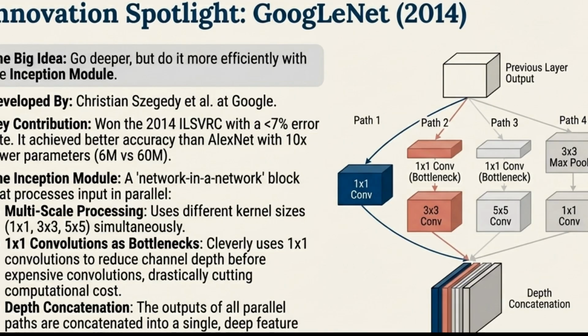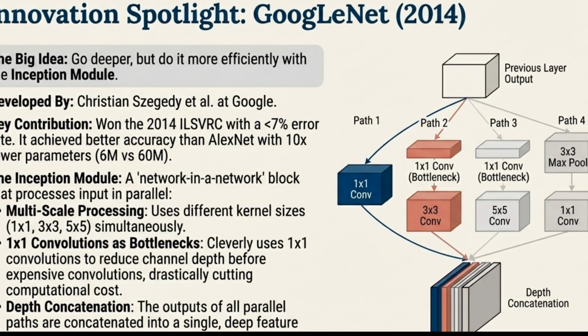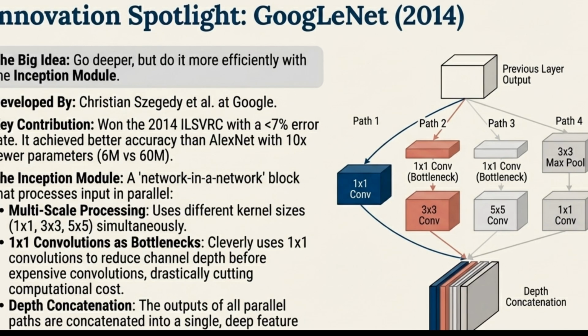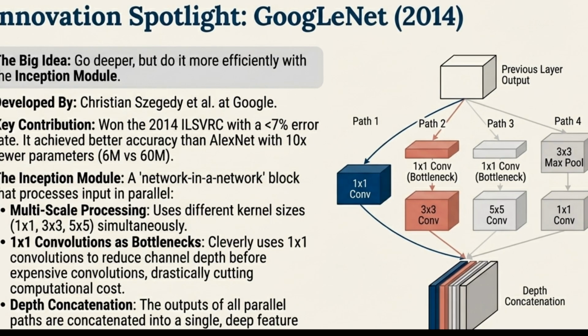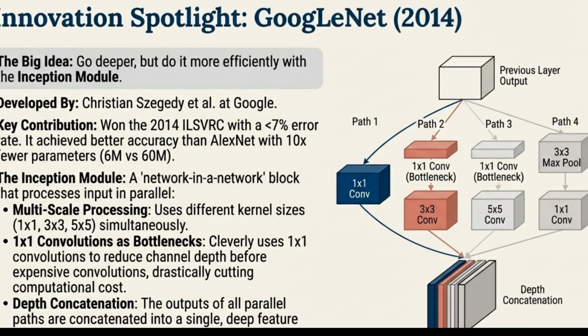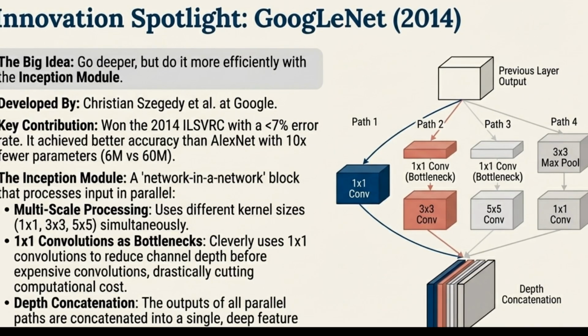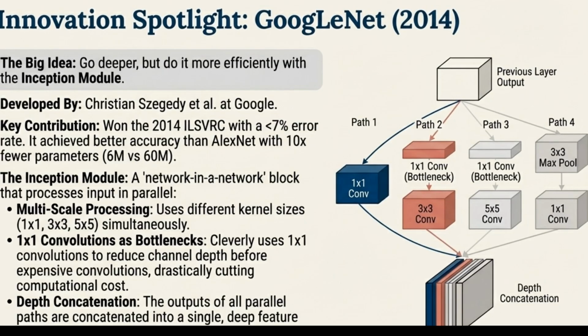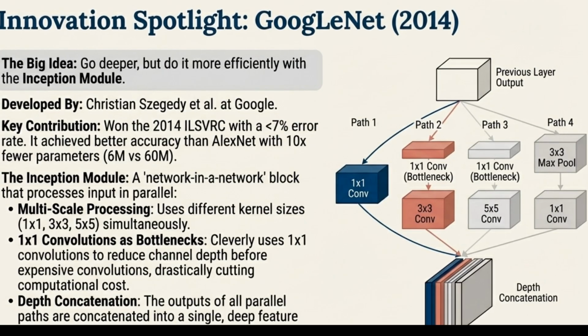The Inception module, shown in the diagram, is a network-in-a-network block that processes the input in parallel. It achieves multi-scale processing by using multiple different kernel sizes, 1x1, 3x3, and 5x5, simultaneously on the same input, allowing the layer to capture features at different spatial scales.